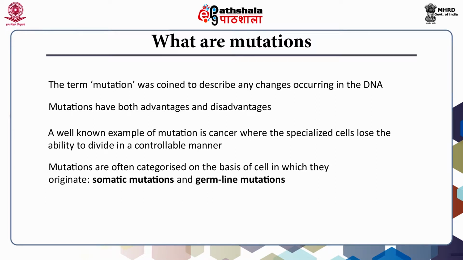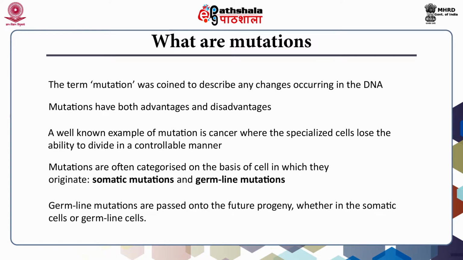Mutations are often categorized on the basis of the cell in which they originate. So, they are called either somatic mutations or germline mutations. If they are in the somatic cells, they will be called somatic mutations. If they are in germline cells, they should be called germline mutations. Germline mutations understandably are passed into the future progeny, whereas the somatic mutation cannot necessarily be passed into future progeny.